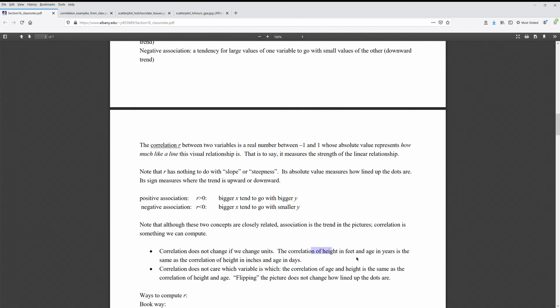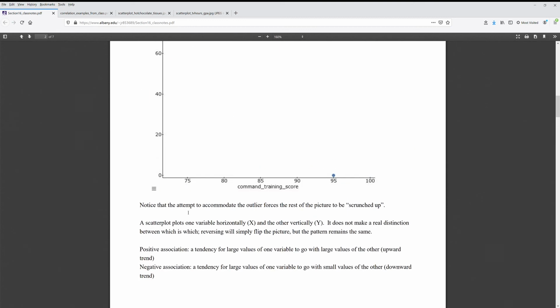The correlation of height in feet and age in years is exactly the same as the correlation of height in inches and age in days. Numerically speaking, if we multiply every number by 12 and then recompute correlation, it's not going to change our answer. Alternately, if we multiply every number by 365 and recompute correlation, it's not going to change our answer. Correlation does not care how you measure things. It takes no account of the units you use. And that's kind of obvious if you think about it.